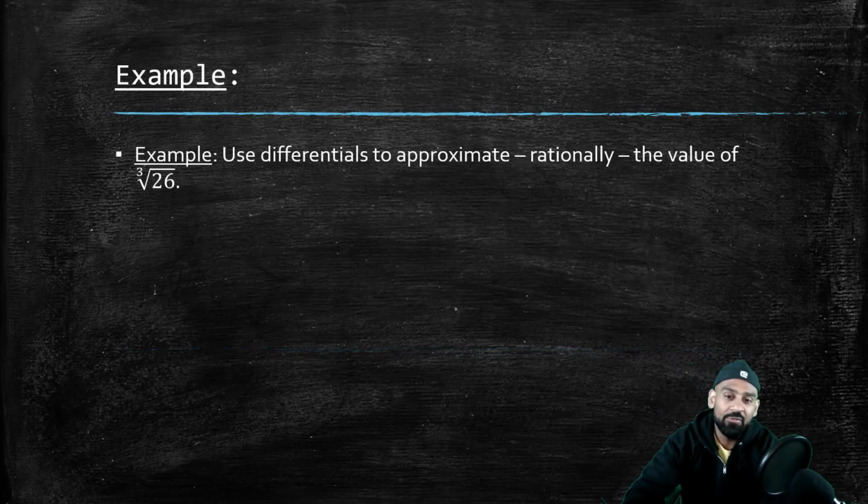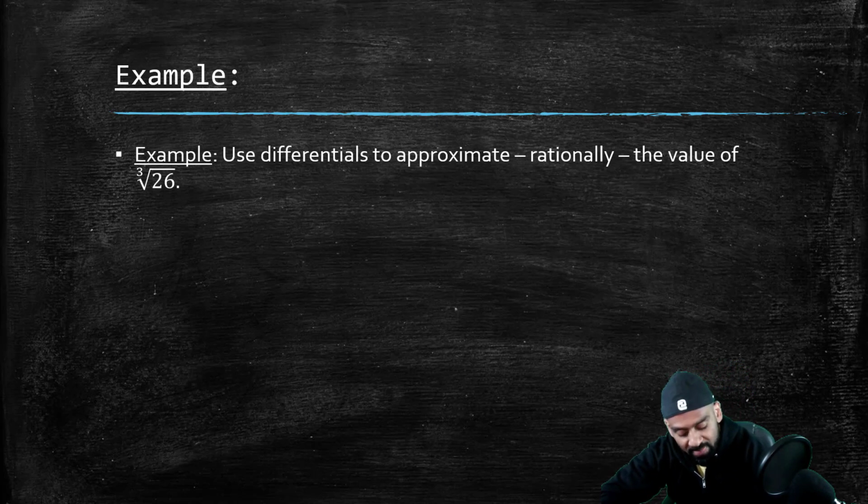Use a differential to approximate the cube root of 26 rationally. Rationally means give me a fraction as an answer to give me an approximation. So this is how we're going to do this. It's really commonsensical. If I looked at the cube root of 3, this is what I know. The cube root of 26, I don't know anything about it. But if I wanted to approximate it, that's the goal. We'll do two examples, and it'll make much sense.